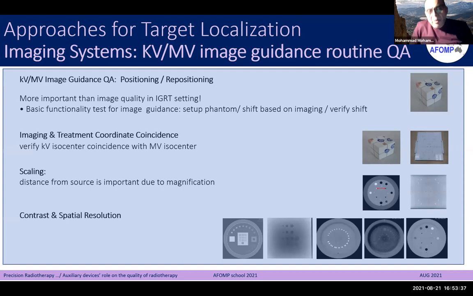EPID and onboard imager, including KV detector, KV panel, and KV source, all of them have their own isocenter, and all of them must be matched.